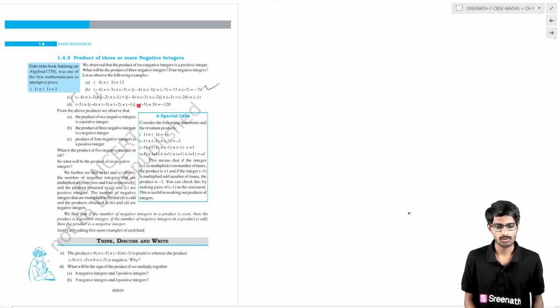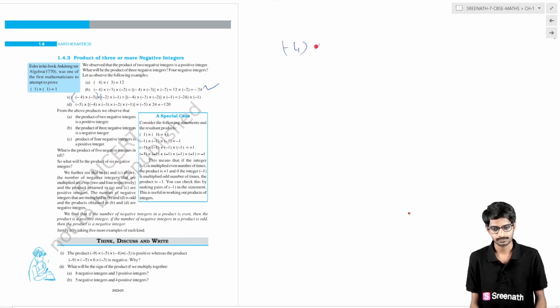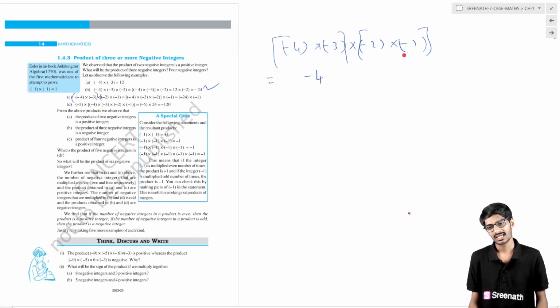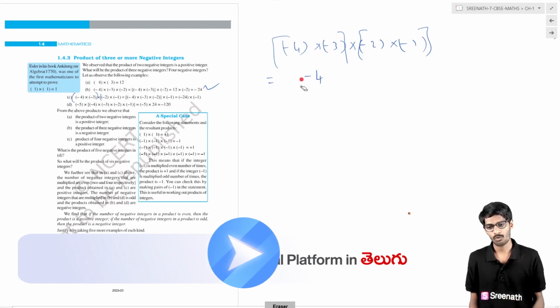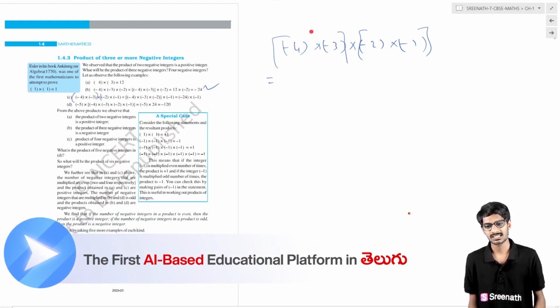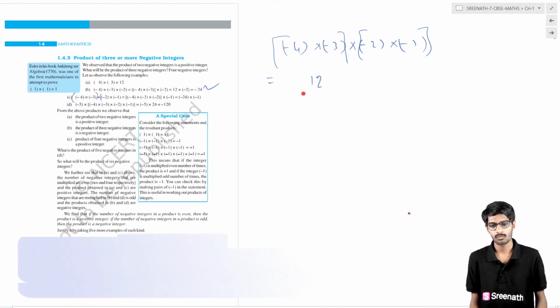Suppose we are going to multiply all these four integers: minus 4 into minus 3 into minus 2 into minus 1. For that we put brackets between these two and these two. First we multiply these two, next we multiply the other two. When we multiply two negative integers, we get a positive integer from previous knowledge, and the multiplication is as in whole numbers. 4 threes are 12, and we get a positive sign here.